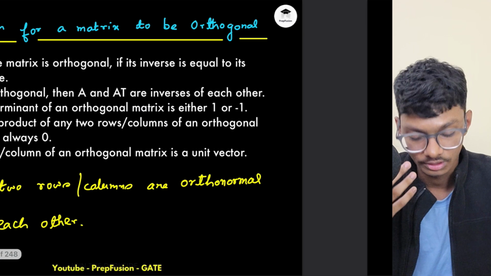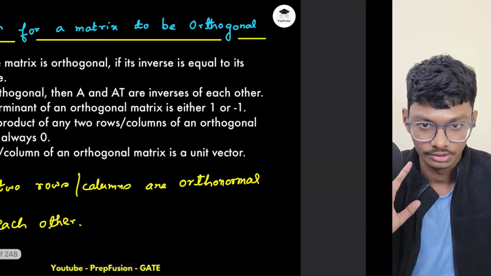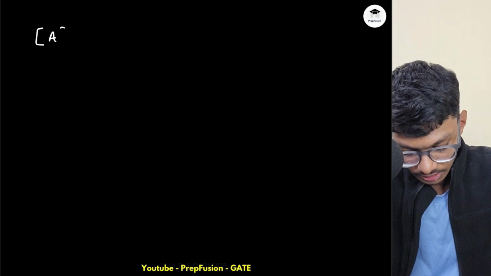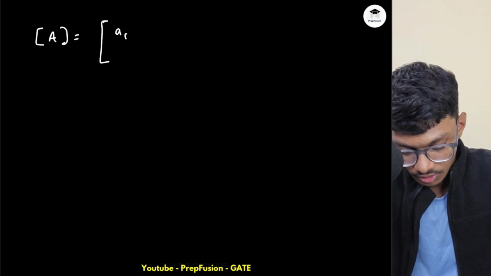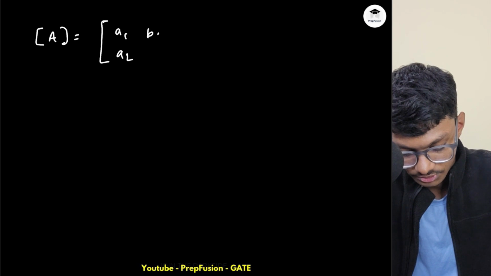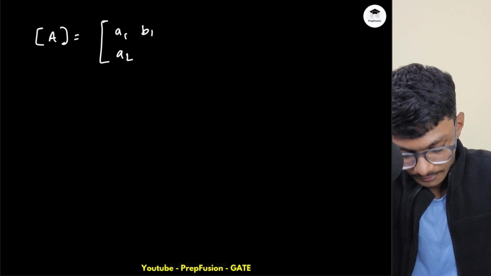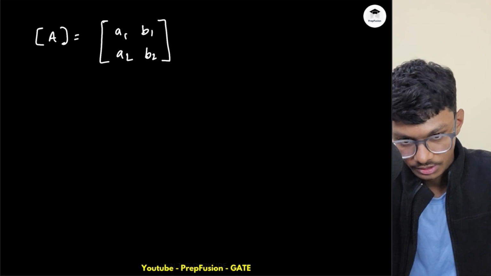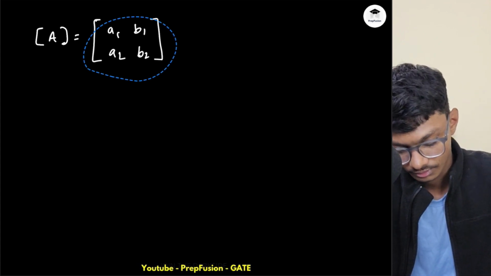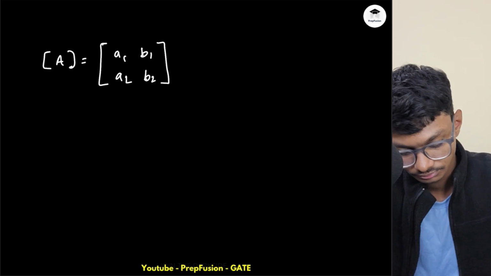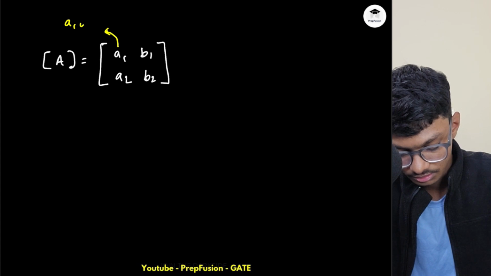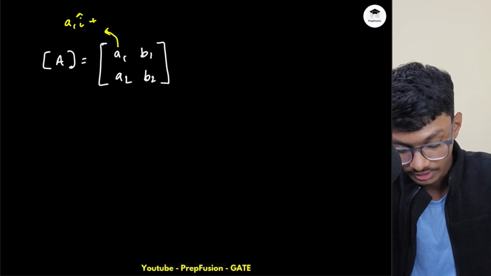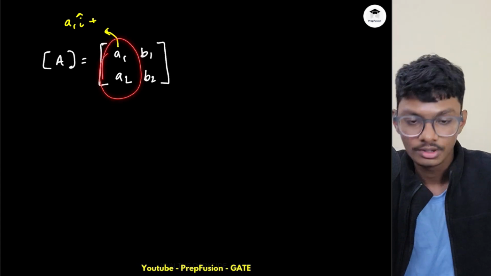So let's understand this. What do you mean by orthogonal, and what do you mean by orthonormal and unit length? Let us say that we have a matrix A like this. I'm talking about columns now. You can do this with rows also, whichever example you take. Now I can write this column as a vector.